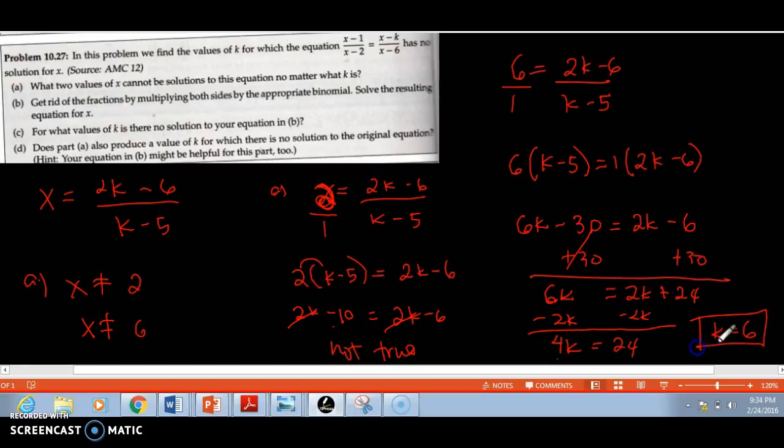So remember, when your x is 6, it will not work. Therefore, when your k is 6, your x cannot work. So therefore, we have this answer and the other one: k cannot be equal to 5 from letter C, and from letter D, k cannot be equal to 6.